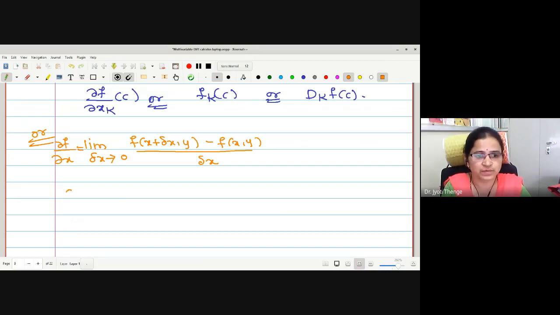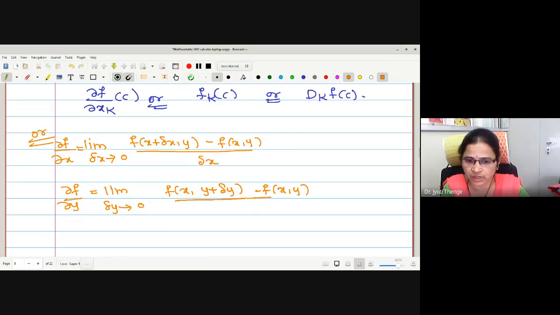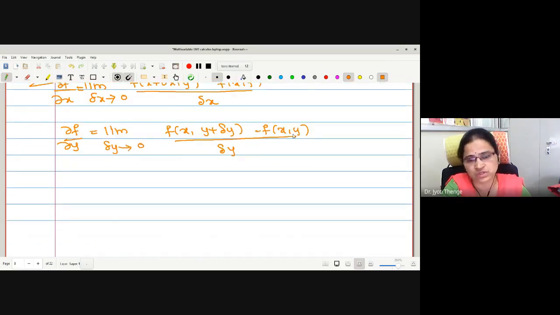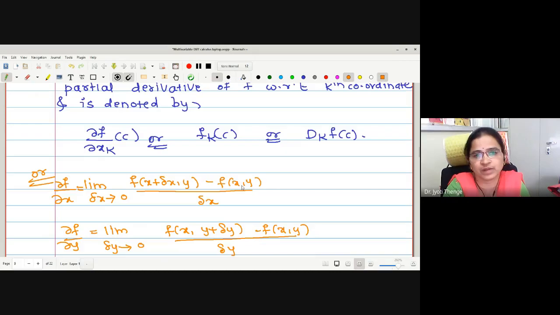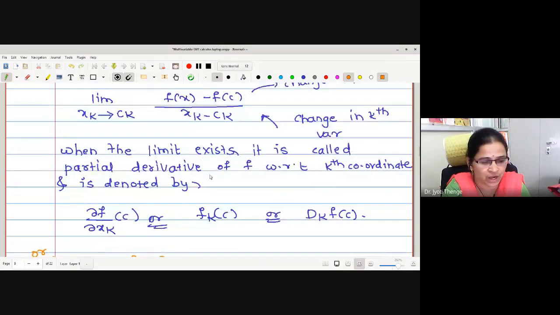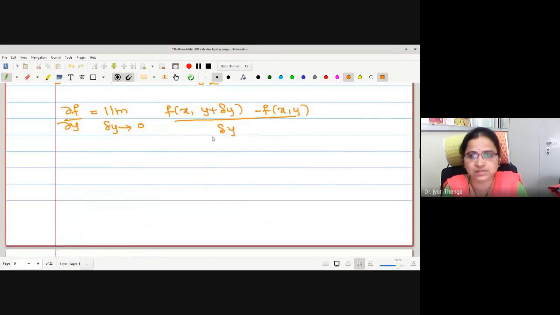And the limit delta x tends to 0. Similarly, one can write dou f by dou y as limit delta y tends to 0 of f of x, y plus delta y minus f of x, y. What should be the denominator? It should be delta y, because here x is kept constant and y is allowed to increment. Therefore, the change is due to the increment in the y variable. That's why the denominator is taken as delta y. Therefore, these are the partial derivatives of functions of two variables. Here we have defined this for functions of k variables. I hope there is no difficulty in understanding. Let me write one small remark on this.